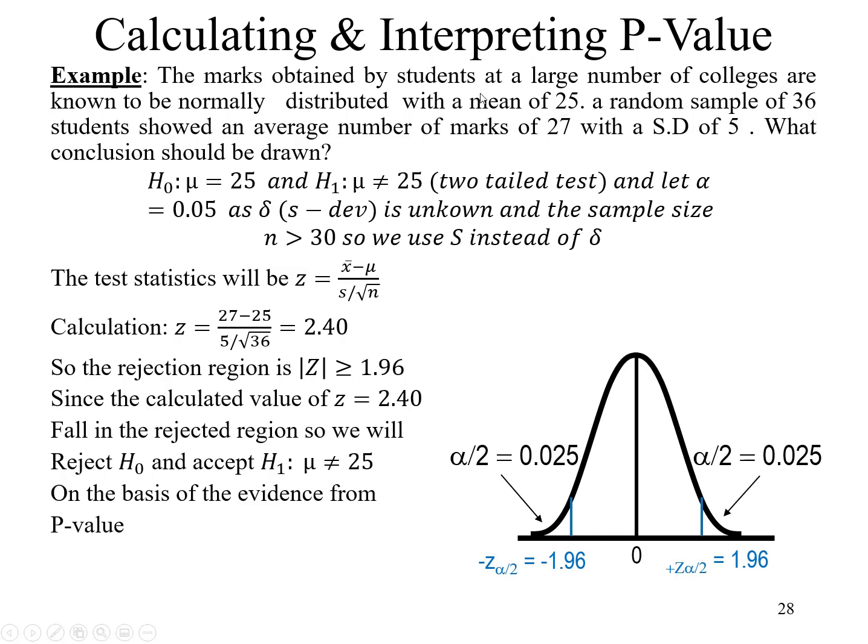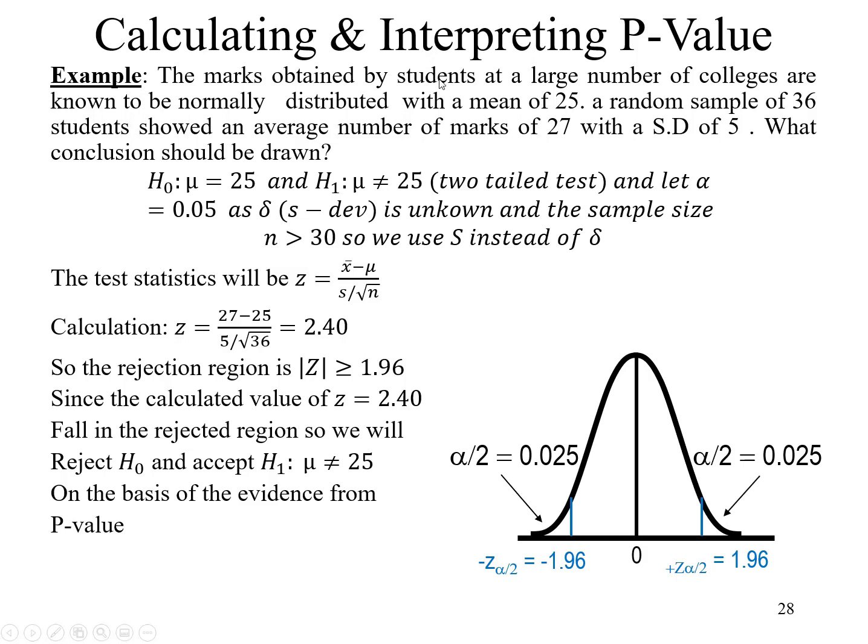Now they take this data from the population. This mean is the population mean from different colleges. They calculate the data from different colleges, the student data, and they calculated the mean. So this is my mu, which is 25. So you can see the mean is 25. A random sample of 36 students show an average mark of 27 with a standard deviation of 5. What conclusion should be drawn?